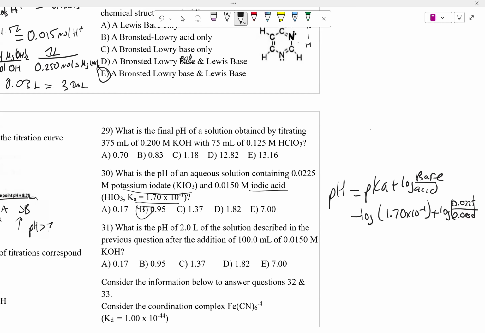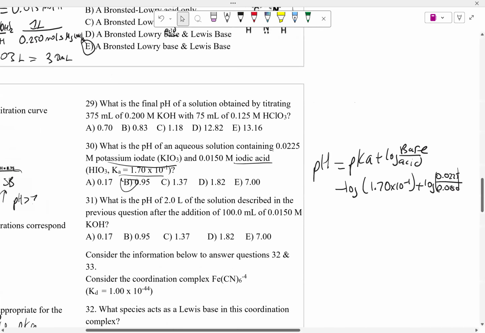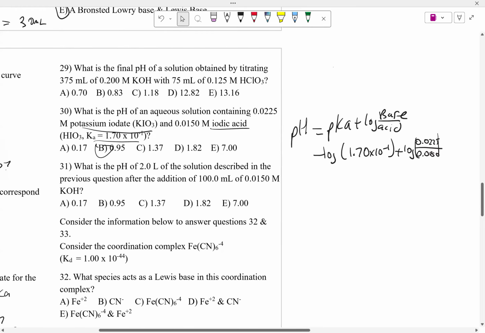And then 31 is a titration question. You guys want me to go over 31? Sure. Okay. So 31 is going off of this reaction. What is the pH of the 2-liter solution if I add KOH with this amount? So this is how you do the titration. Sean Beer, pay attention, okay?